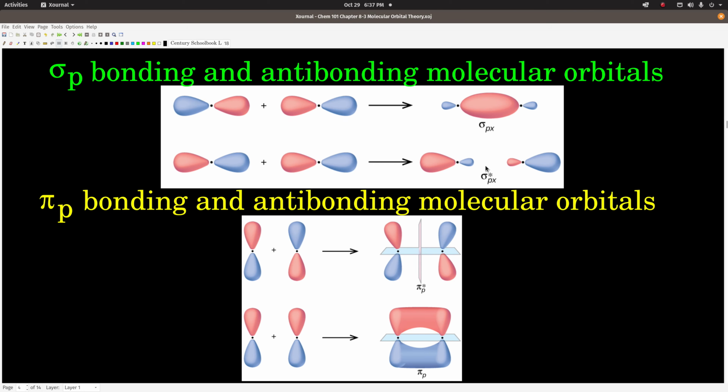Now, in these orbitals, there's this region here where there's no electron density. This is called a node. And when a node is between two nuclei, it increases the energy, decreases the stability of an electron being in that orbital. We can also get pi p bonding and anti-bonding molecular orbitals. If the orbitals combine constructively sideways, then we get two pi bonding molecular orbitals. And if they combine destructively, we get two pi anti-bonding molecular orbitals. We're going to tie all this together in a minute, guys, don't worry.